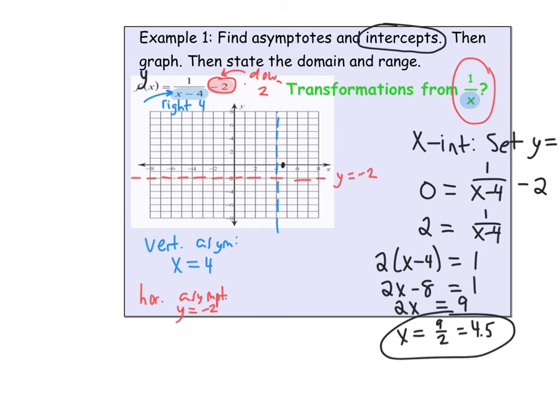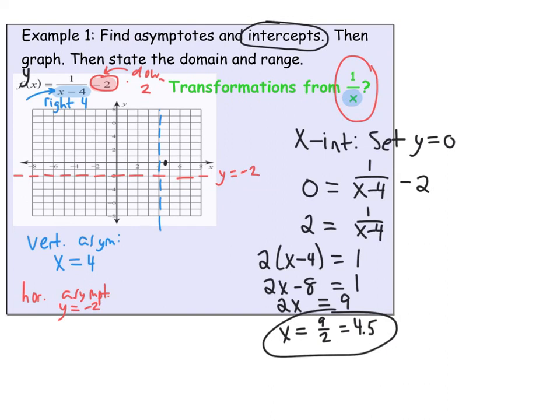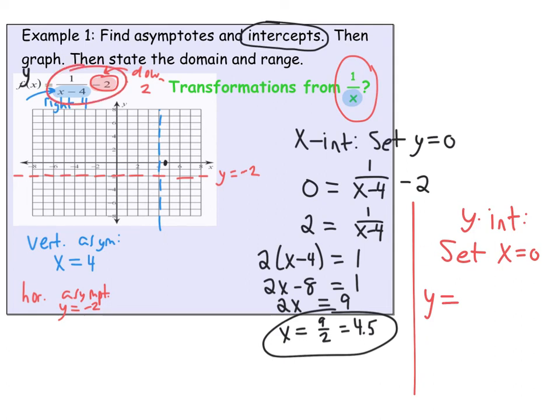Let's go ahead and find the y-intercept, and then we'll finish up our graph. The y-intercept is always found by setting x equal to 0. So we're going to set x equal to 0. The expression was y equals, going back to the original expression, 1 over x minus 4 minus 2. X is 0, so 0 minus 4. Let's simplify this. 1 over 0 minus 4 is negative 1/4. Then we have a minus 2, so we take away 2 more, and we're at negative 2 and 1/4.